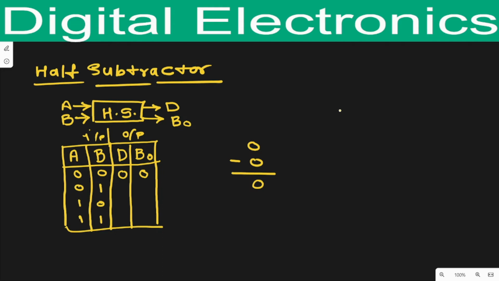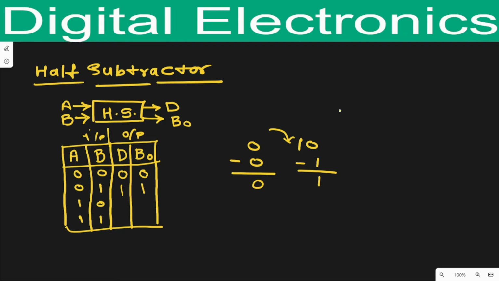Now I am considering second case. That one is 0 minus 1. So in second case our input is 0 and 1. Is it possible to subtract 1 from 0? No, it is not possible without taking the borrow. So that's why we required a borrow. When borrow is required, we have written 1 here. Okay, so when borrow is coming, this 0 will be 1 0, and when 1 is subtracted from 1 0, the difference will be 1. So I have written 1 here.